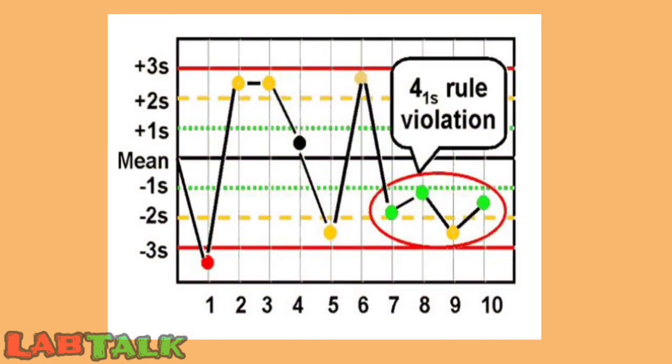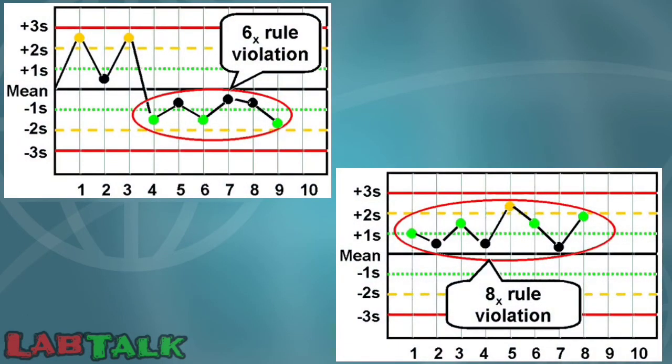The next rule is the 4-1s rule, where 4 consecutive points fall beyond plus or minus 1 standard deviation. This is also a rejection rule. The next rules are the 8x and 6x rules, which are very similar, where 6 or 8 points are falling only on one side of the mean. So this is also again a rejection rule.